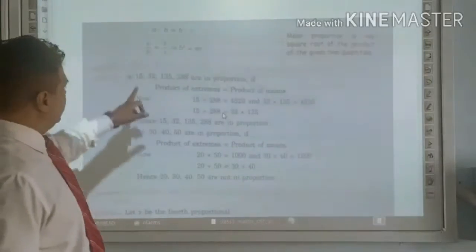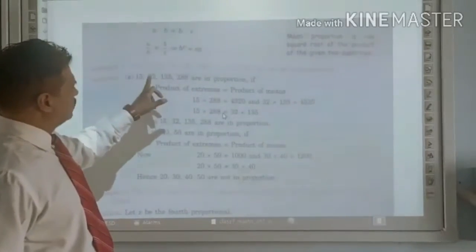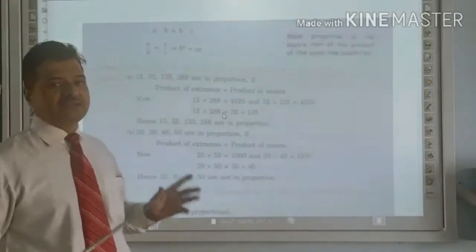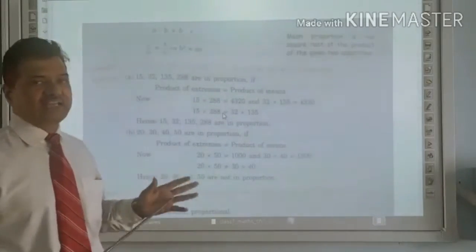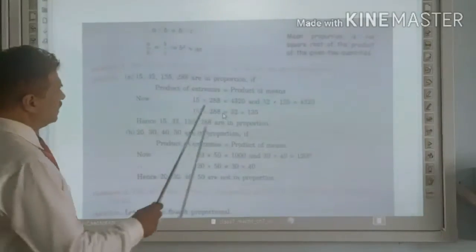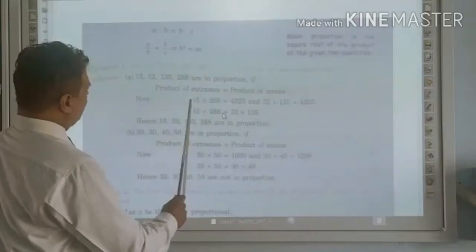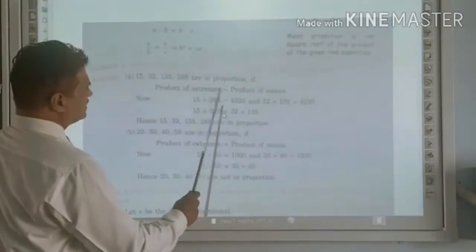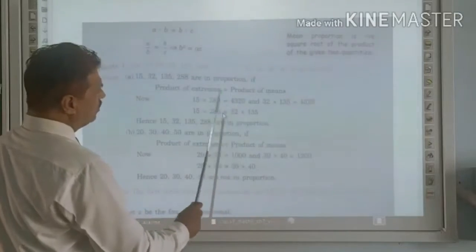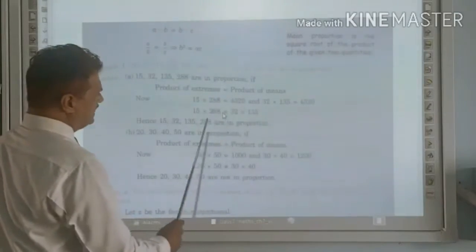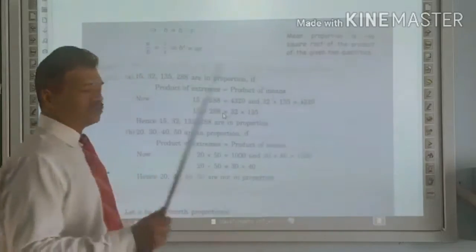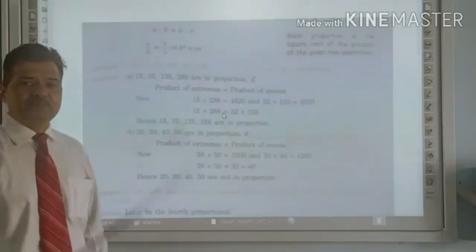Students, if the multiplication of extreme parts and the multiplication of inner parts are equal, then we can say it will be proportion. So the multiplication of extreme parts is equal to 4320 and the product of means, inner parts, is equal to 4320. So these are in proportion.